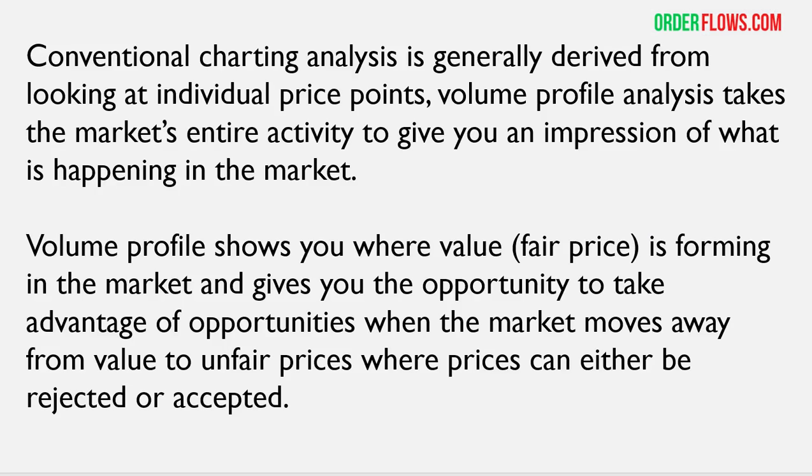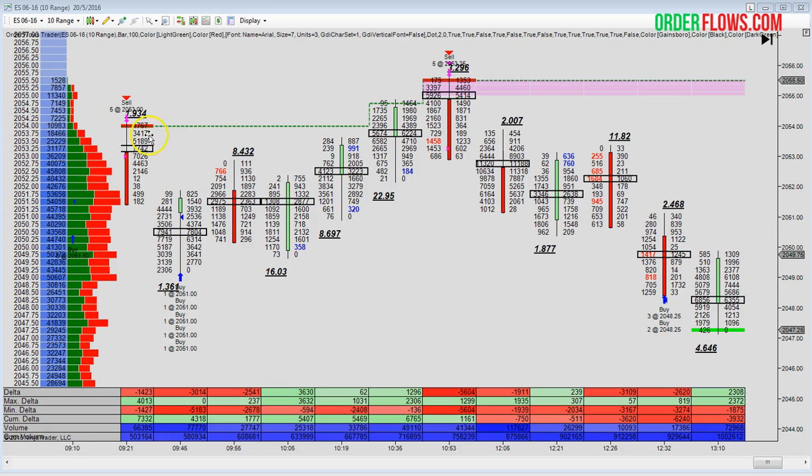So conventional charting analysis is generally derived from looking at individual price points. Volume profile analysis takes the market's entire activity to give you an impression of what's happening in the market. Again, this is a macro picture of what's happening during the trading day. When you're just trading with a simple indicator, you're just looking at the last traded price and basing it off of that.